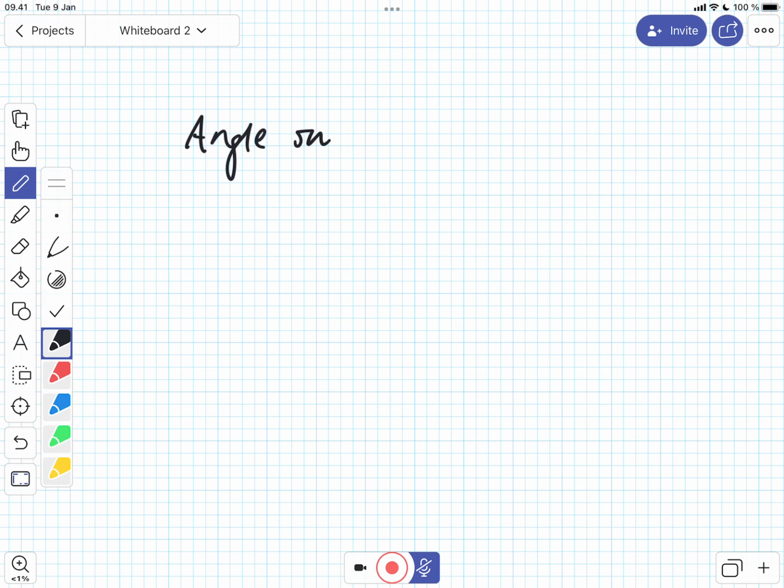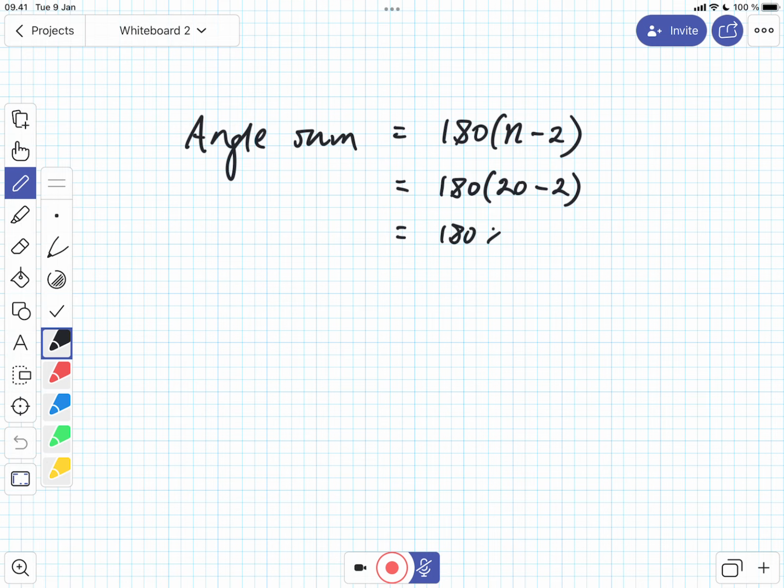Angle sum, generally speaking, is 180 times n minus 2. N is the number of sides. That's because you can split it up into triangles. It's always 2 fewer triangles than the number of sides, and each triangle is 180 degrees. So 180 times 20 minus 2, which is 180 times 18.